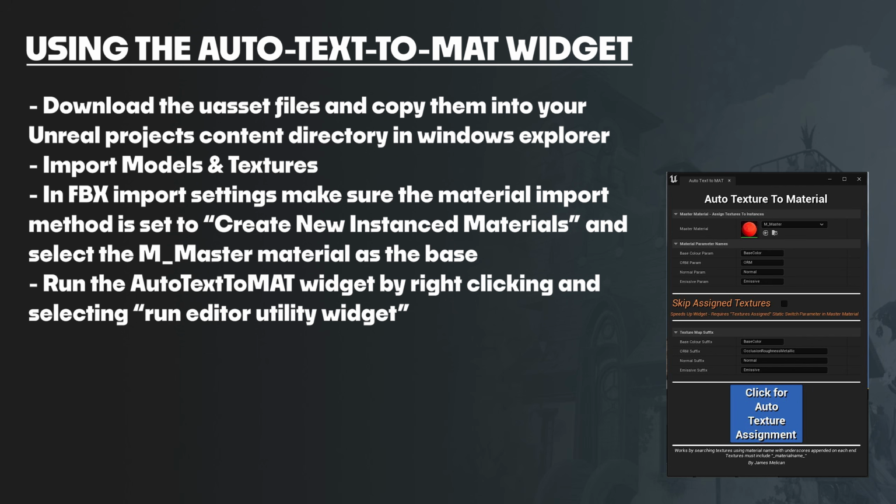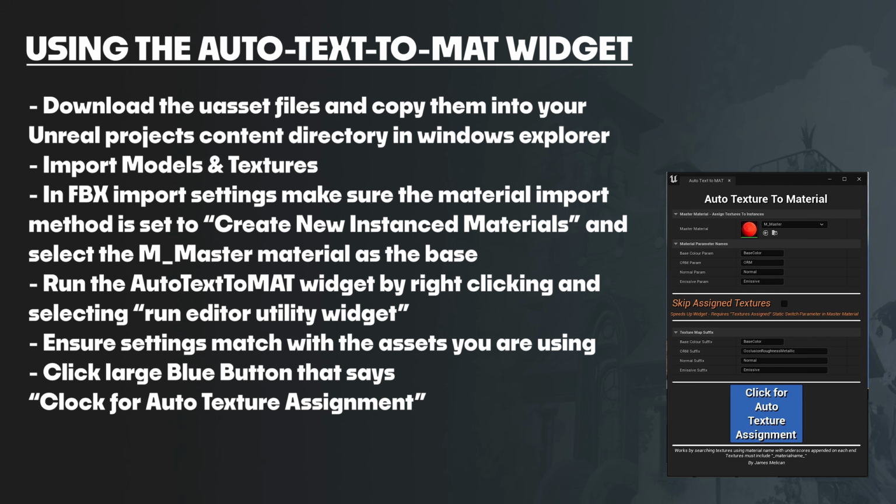You can then run the auto texture to material widget by right-clicking on it and selecting Run Editor Utility Widget. Ensure the settings match if you're using different names or assets. They should be all right if you're using everything provided. Then at the bottom, click the big button that says Click for Auto Texture Assignment. As long as all your naming conventions are correct, everything should work and all your textures should be assigned automatically.